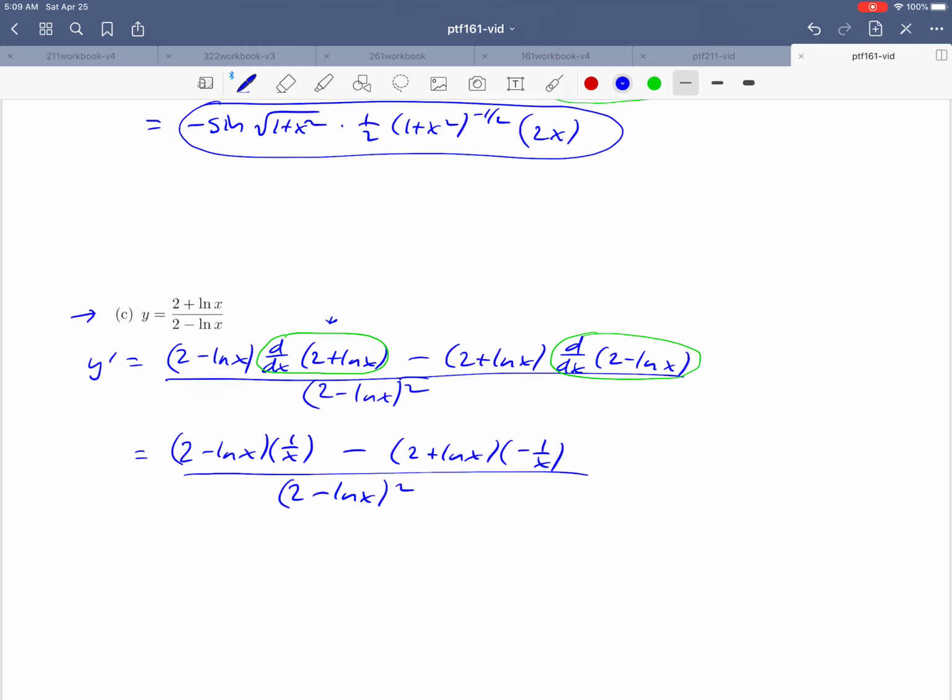And in a problem like this, we generally don't worry too much about simplifying. Okay, so we'll go ahead and just stop here. Take that, make that our answer without simplifying.